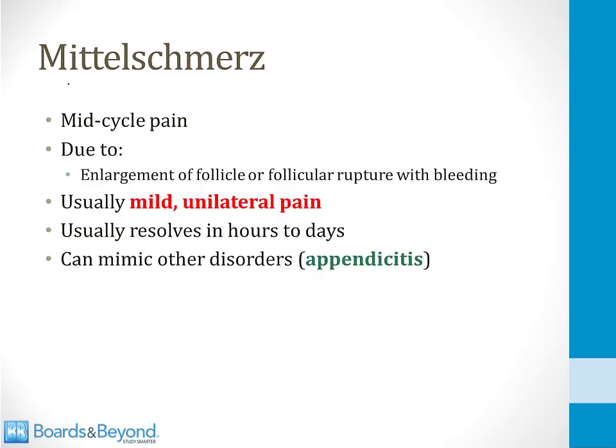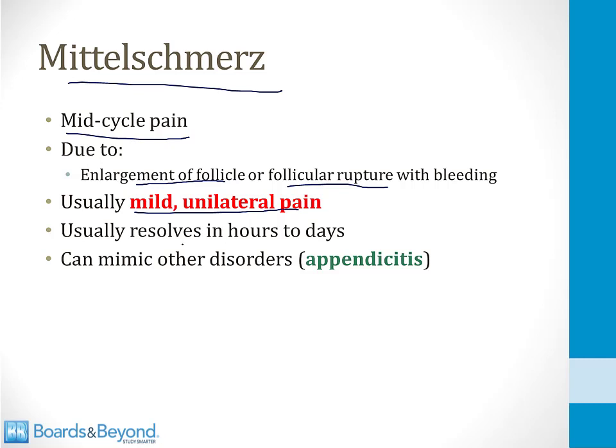There is a phenomenon called Mittelschmerz in which women develop abdominal pain around the time of ovulation. This presents as mid-menstrual cycle abdominal pain, and the pain is due to enlargement of a follicle, or sometimes it's from follicular rupture with bleeding. It usually presents as mild unilateral abdominal pain. It's unilateral because it's on the side in which the ovary is enlarged or ruptured.